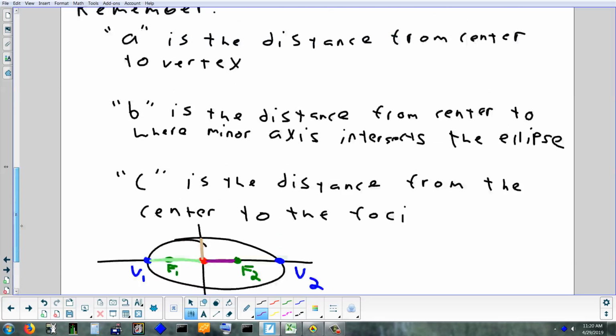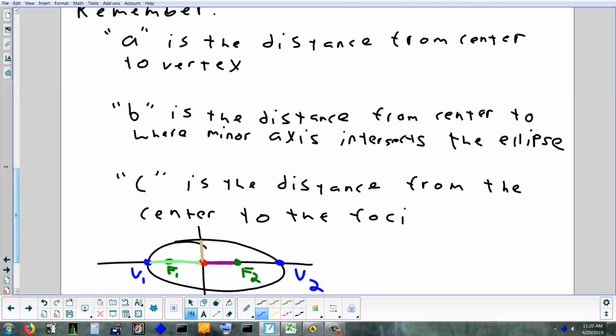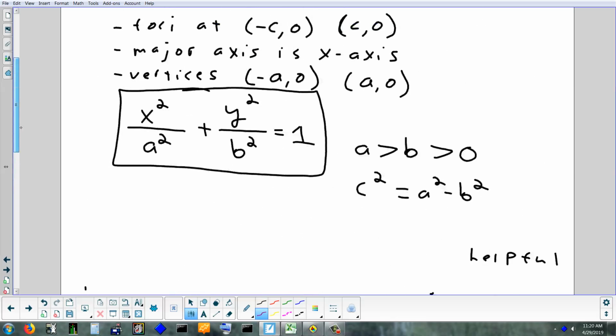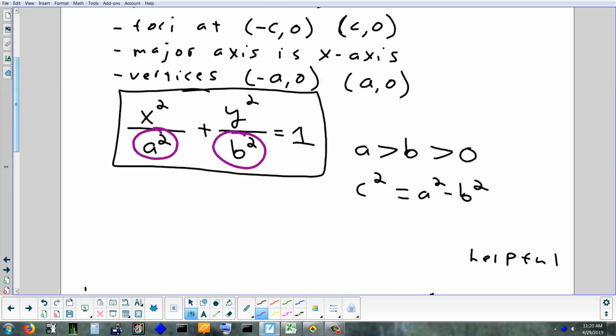So any questions on what A, B, or C mean? Now, let's go back up to the equation for a second. If you look at the equation, what number is it equal to? 1. Always has to be equal to 1. What can end up switching places are those two things.